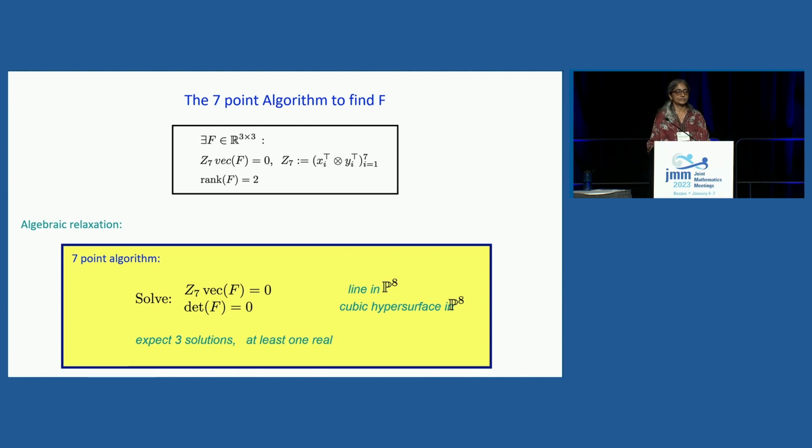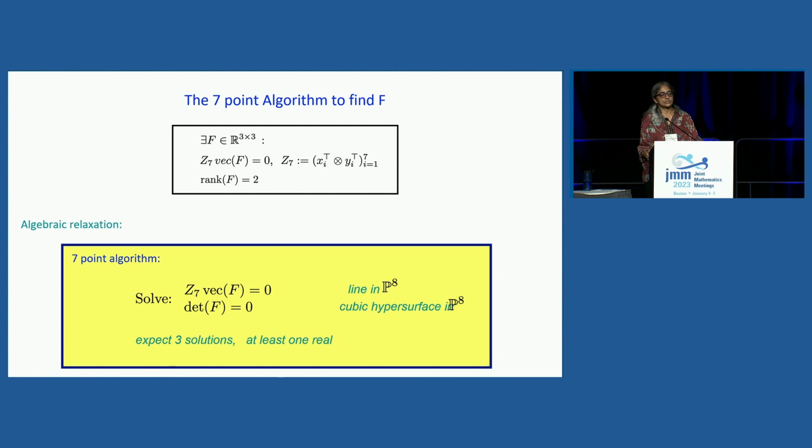So what we now do is we look for something in the kernel of Z7. So Z7 vec F is equal to 0. So now let me say why you take 7 points. If you have Z7, then we have a 7 by 9 matrix. Projectively, the kernel is a line. So it's a line in P8. So every 3 by 3 matrix is identified with a point in P8.